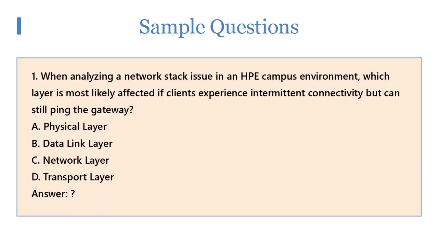1. When analyzing a network stack issue in an HPE campus environment, which layer is most likely affected if clients experience intermittent connectivity but can still ping the gateway? A. Physical layer. B. Data link layer. C. Network layer. D. Transport layer.